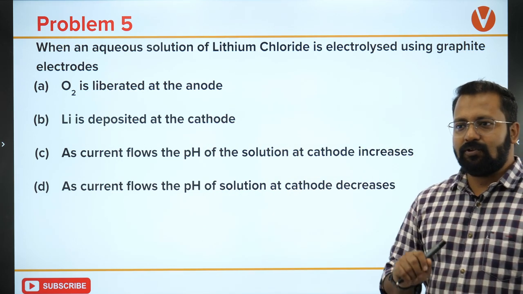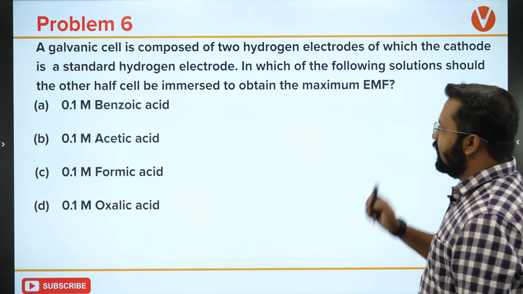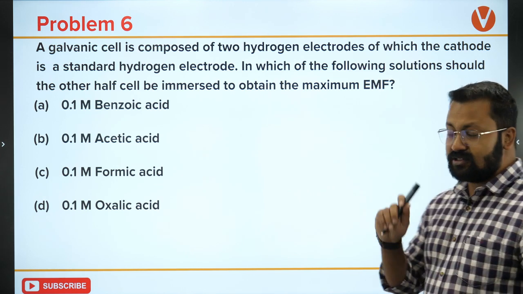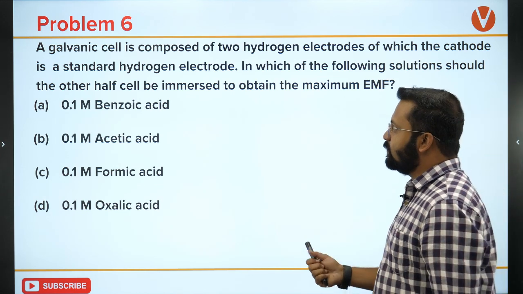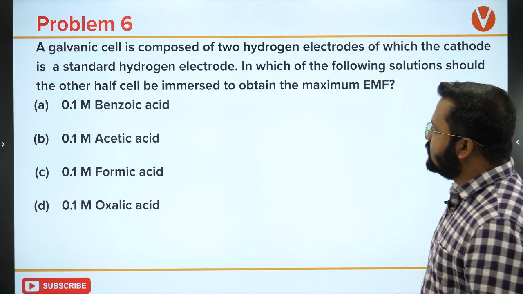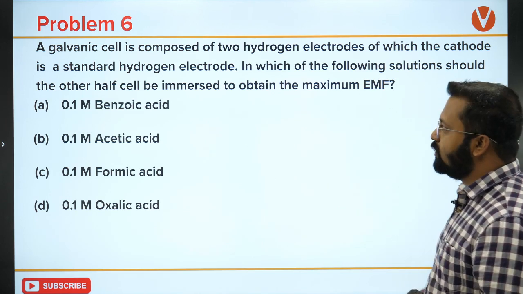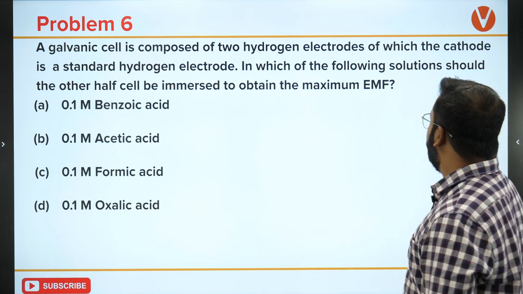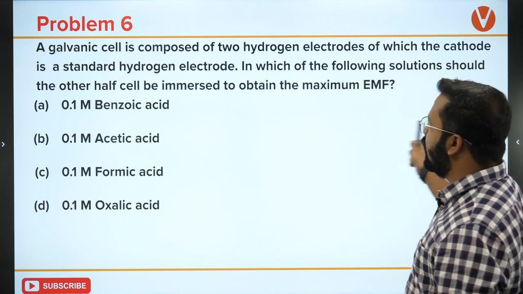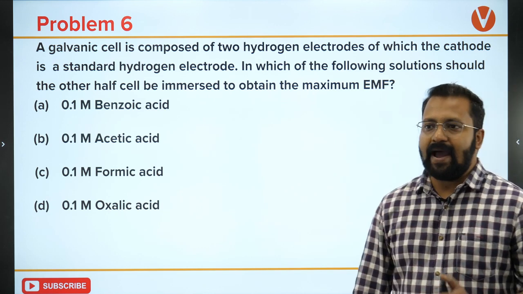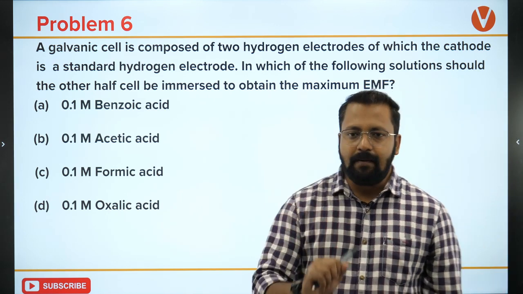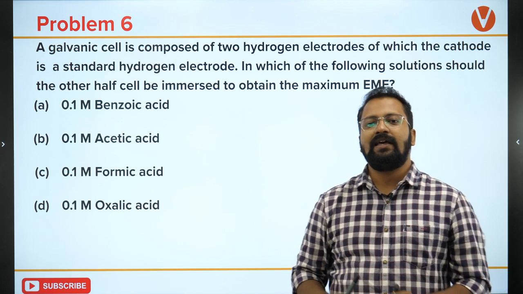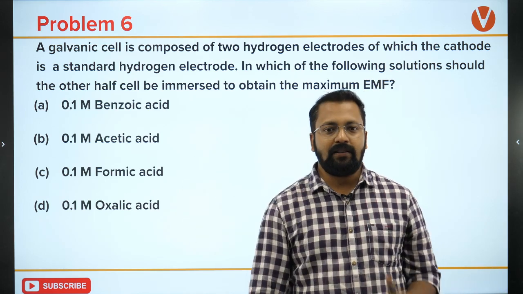Let's go on to the next question. The next question is this. A galvanic cell is composed of 2 hydrogen electrodes, of which the cathode is a standard hydrogen electrode. Solve this well, because this came in one of the advanced examinations. In which of the following solutions should the other half cell be immersed so as to obtain the maximum EMF? In which of the 4 solutions should I immerse the anode so as to obtain the maximum EMF?